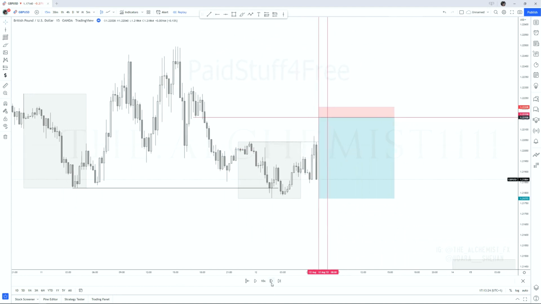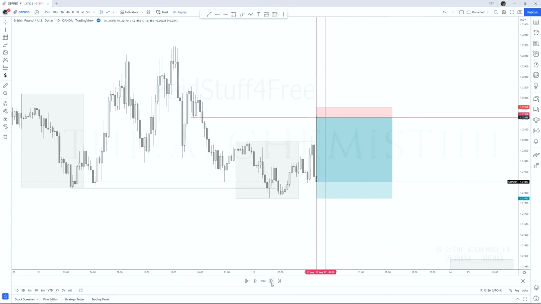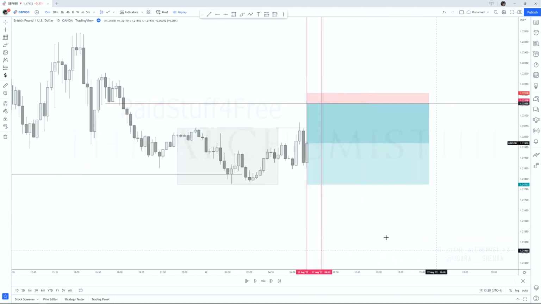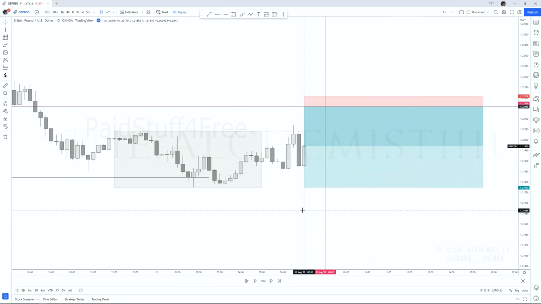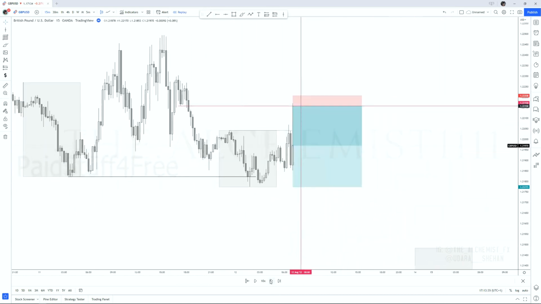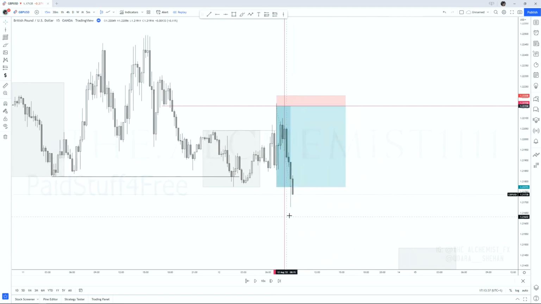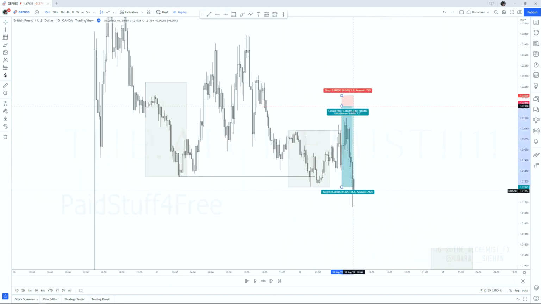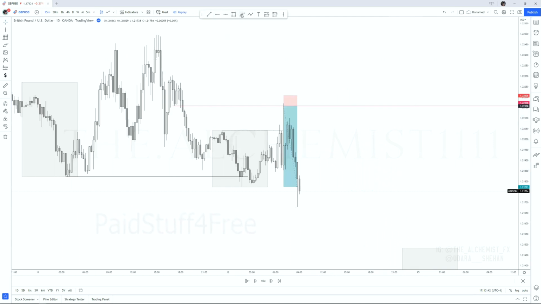Then what happens? There it goes, right at 7 a.m. A manipulation of the Asian high into the daily rejection block, and it comes down. That's it. Can you see the consistency in that setup? Same exact thing: Asia, false run, then it starts to drop.